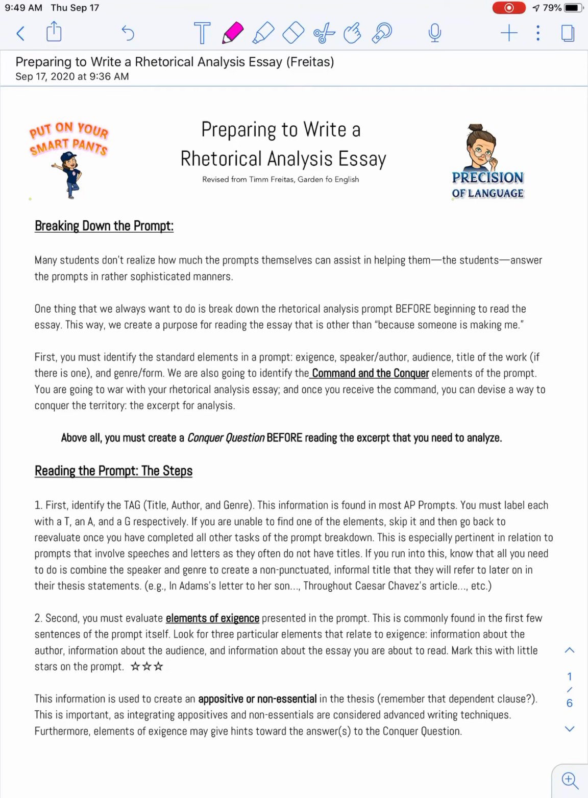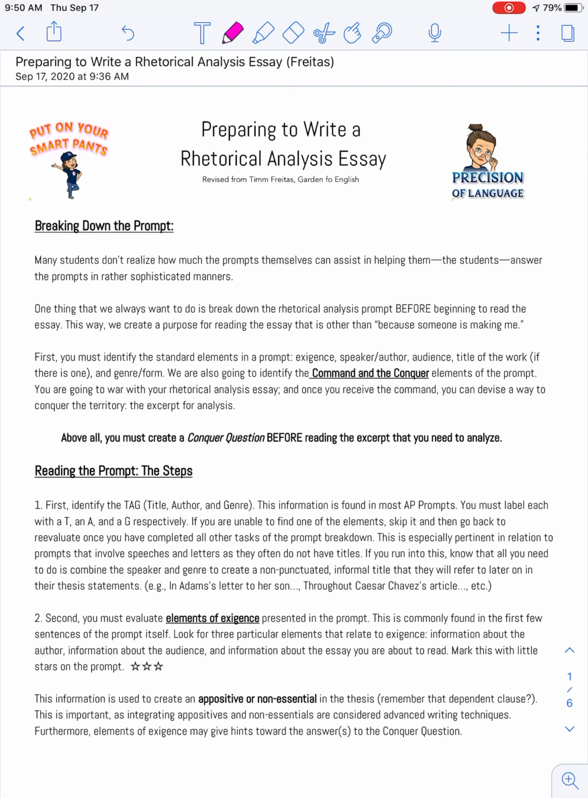Okay guys, so what we need to do after we're finished analyzing our visual images here is we kind of need to get started on moving to this full rhetorical essay. So you should have this document in front of you while we're going through this. I am not going to read all of this to you.